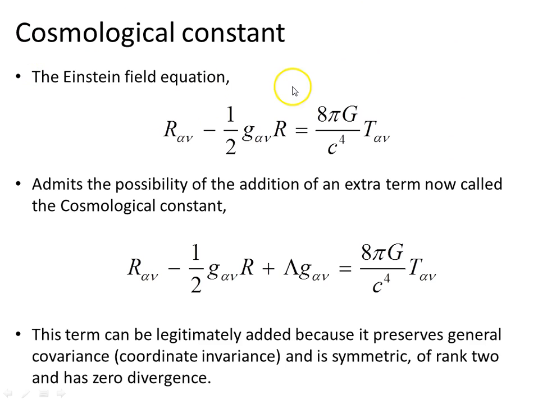Cosmological constant. So let's just have a look at the Einstein field equation, this object here. It admits the possibility of the addition of an extra term, now called the cosmological constant, and that takes the form lambda times the metric g alpha mu. That's the addition there. Now this term can be legitimately added because it preserves general covariance. As coordinate invariant, it's a symmetric tensor, rank 2, and has 0 divergence. So those are the reasons it can be put in. It maintains the covariant form, or coordinate invariance, and so that can be allowed under those conditions.